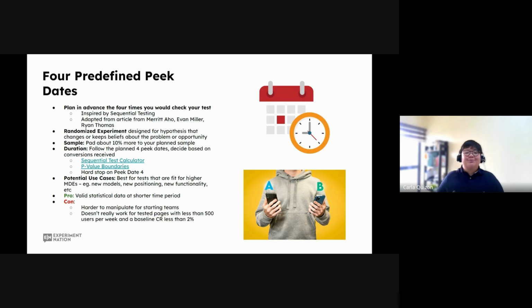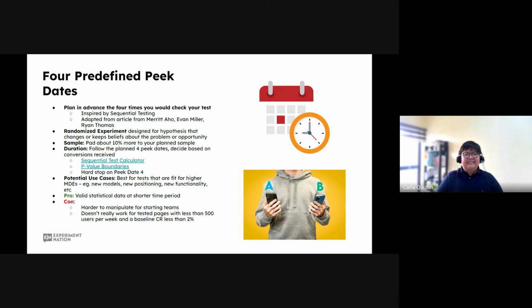We don't really encourage peeking at running experiments, as it increases our risk of analyzing false positive results. By false positive, we mean seeing an improvement where there is actually none. But with a sequential test, we could actually take calculated and predefined peek dates. We can define that and follow that.